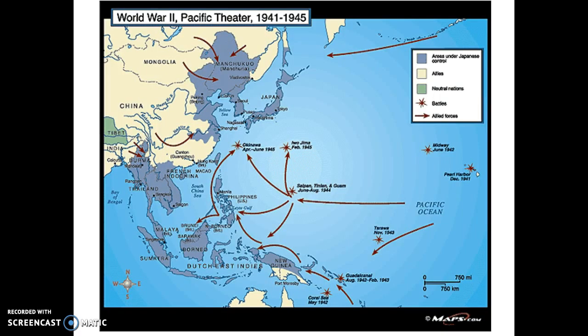There were several different conflicts in the Pacific, and you notice that most of them took place on small islands in the Pacific. And this was because the United States strategy was not to go directly to Japan, but to work its way to Japan and hopefully not ever have to invade Japan.